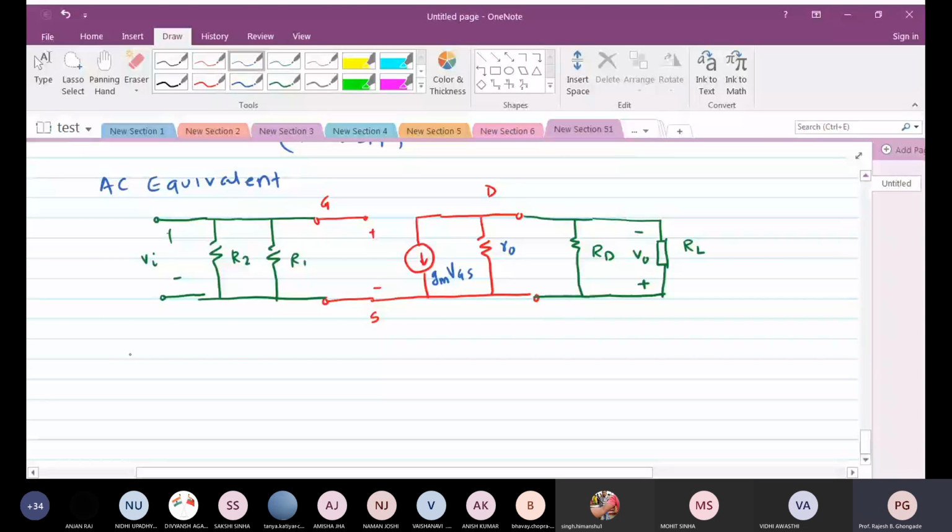You're getting this? Any doubts? Any questions with this? Yes. No, sir. Now the third and the last step is the selection of the capacitors.